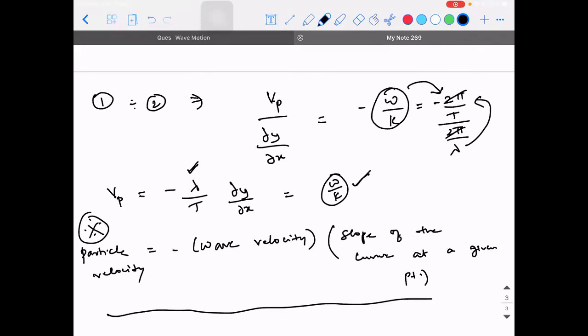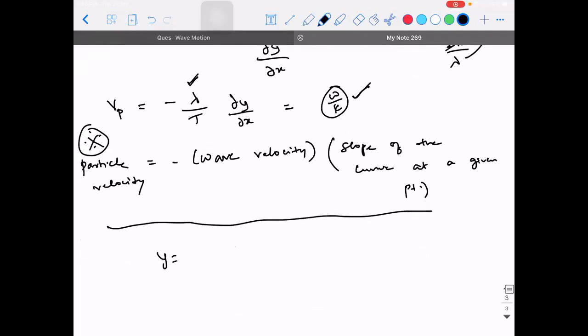So when they give you a question, for example, y is equal to 5 sine of, let's say, 2x minus 5t plus 5. If I ask you the wave velocity, do you need to sit and do all these things?